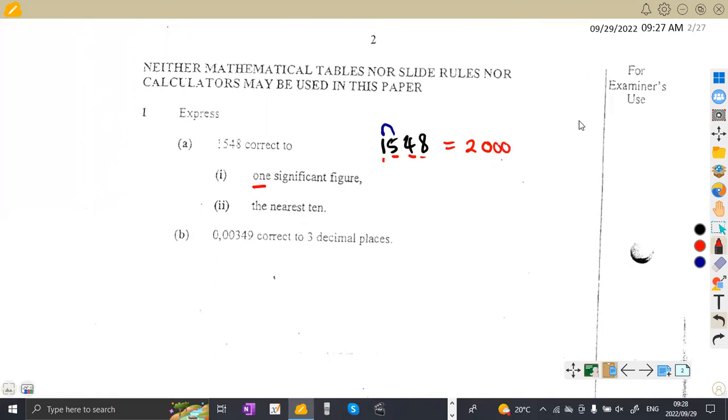So it will be 2000, not only 2. So most of you guys, you just write it as 2. You are done. That is wrong. All the numbers are going to be represented by zeros after changing that number.